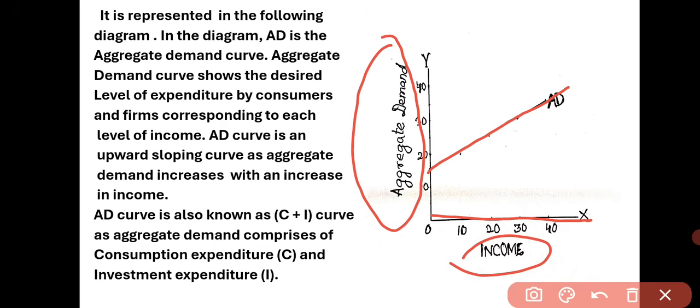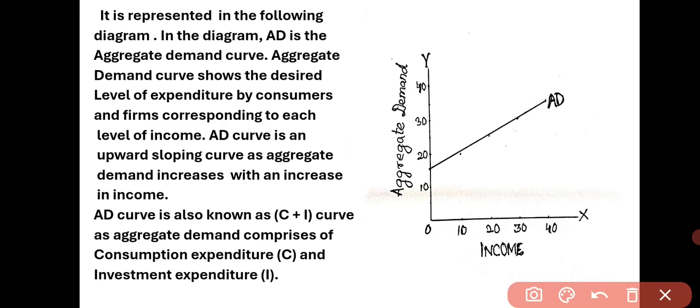We have drawn it. This is the aggregate demand curve, and the aggregate demand curve shows the desired level of expenditure by consumers and firms corresponding to each level of income. Generally, goods are demanded by consumers as well as firms for consumption as well as for investment. So the aggregate demand curve is an upward sloping curve.